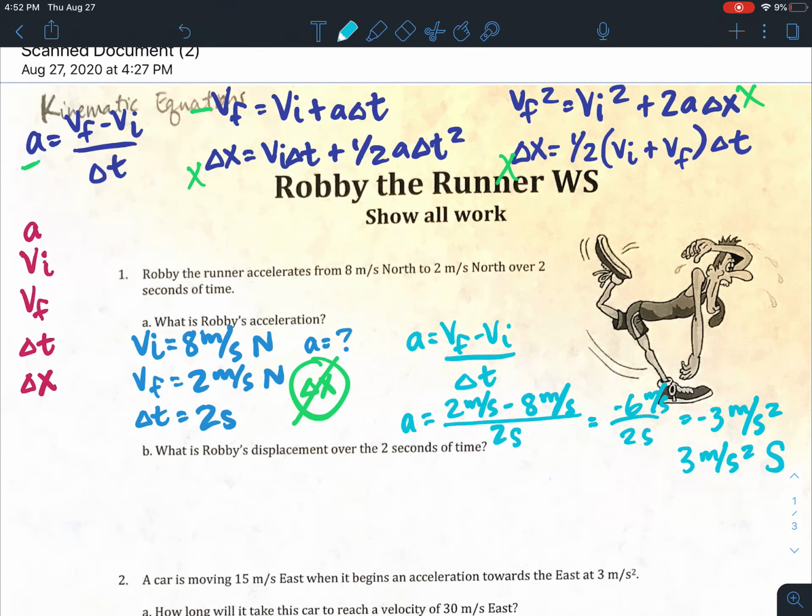Either would be correct. You do need a direction on there, though, because it's important to note that his acceleration was in the opposite direction of his velocity, which is why he went from 8 to 2. That's why he slowed down.